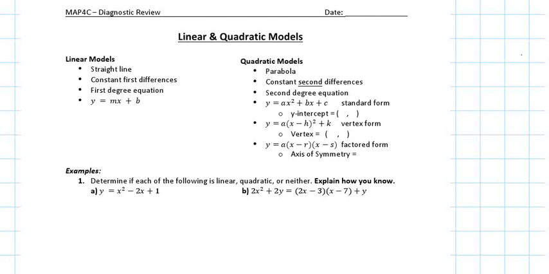So just a quick review between linear model and quadratic model. A linear model is a straight line. When you have a table of values and you do the first difference, your first difference is going to be constant. Okay? So I don't know if you guys remember with a table of values.